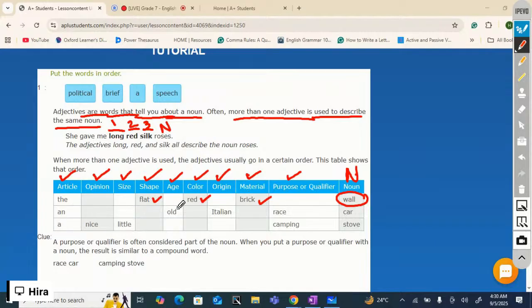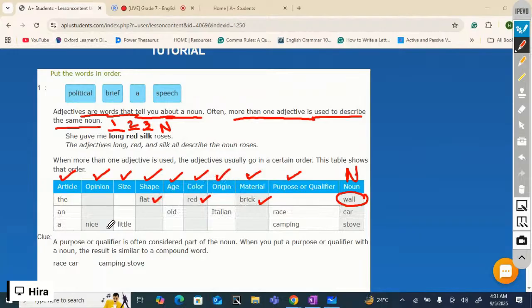Okay, the next one, an old Italian race car. Car is the noun, race is its purpose or qualifier, so you can consider it as a noun. Old is about its age, Italian is its origin. So you cannot write an Italian old race car. No, you have to write age first, then origin.